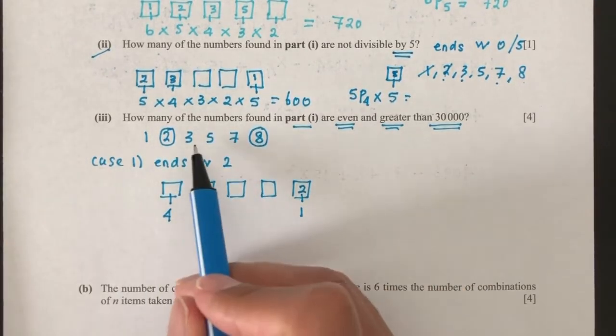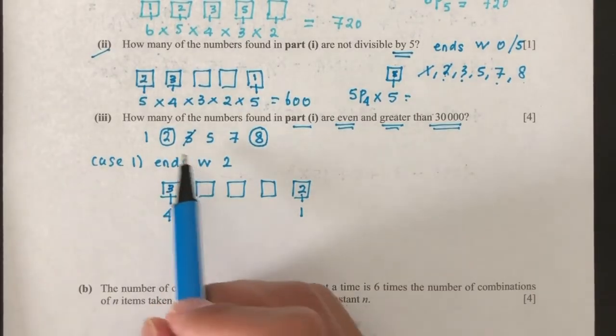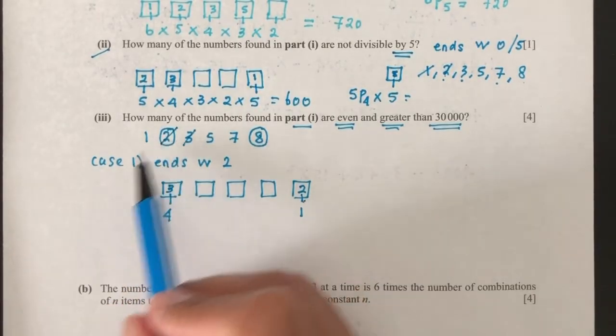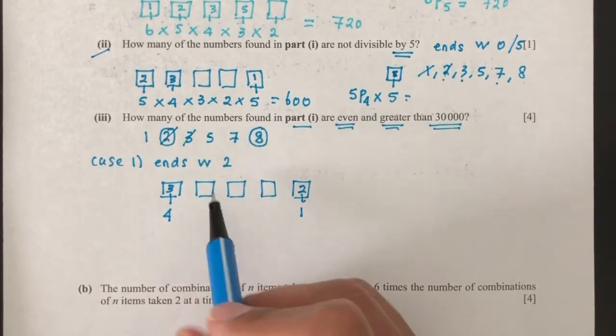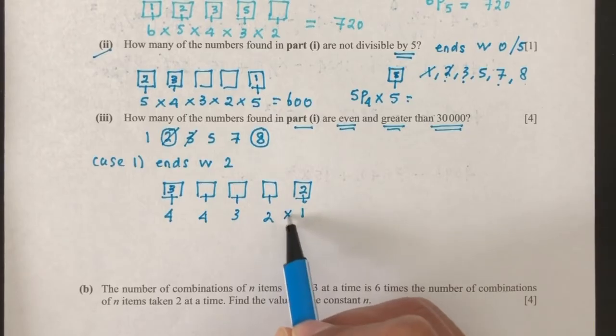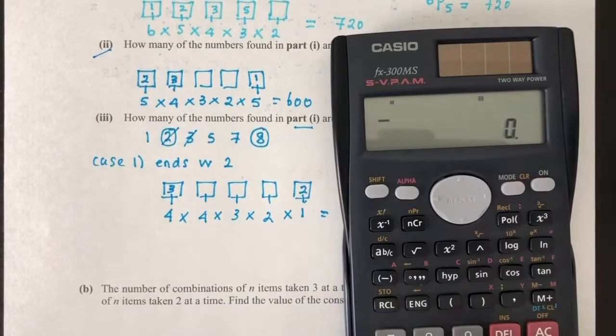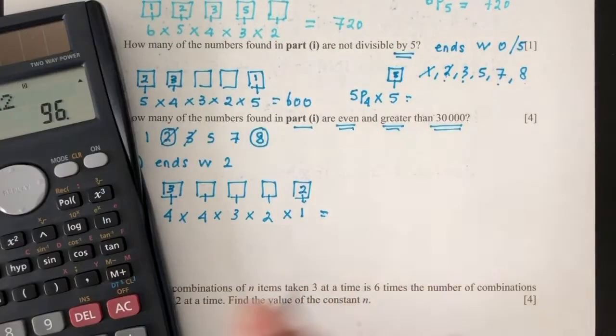So let's say we choose 3. Remaining numbers will be, since we have chosen 2 already, 1, 2, 3, 4 numbers remaining. So times 4, and then 3, and then 2. That will be case number 1. So 4 times 4 times 3 times 2 times 1, which is 96.